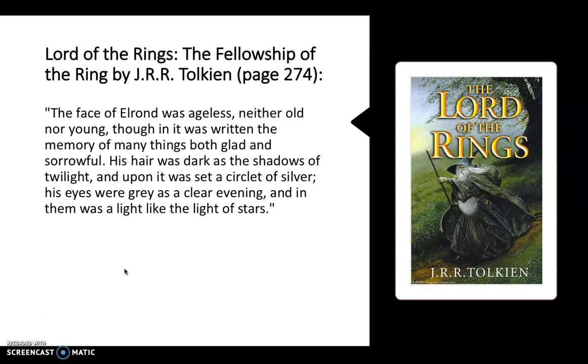Finally, we've got Elrond. He's ageless, neither old nor young. His hair is dark as the shadows of twilight. And then we've got this circle of silver, which to me always really evokes the moon. We've got more nighttime, more evening description, right? His eyes were gray as a clear evening, and in them was a light like the light of stars. I think in some ways that connection to not just any nature, but what we see at night, the moon and the stars, really emphasizes that agelessness.